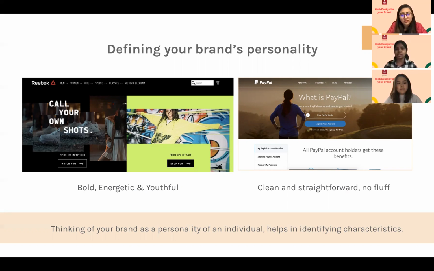While on the right side, you can see a snapshot from PayPal's website where it is very clean, straightforward, and there's no fluff. You want your banking to be simple, you don't want it to be very complicated. So there's a very quick tip about that. Imagine your brand as a person. How would the features of that person look? For example, if I'm designing for a female brand, how would that brand look? What will be the personality of that person if that brand was a person? That helps in identifying characteristics of your brand and colors and tones based on that.